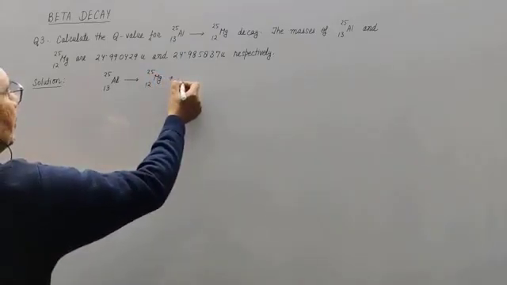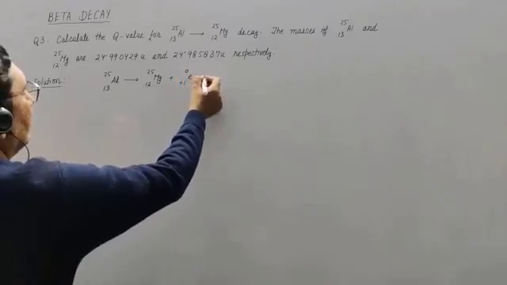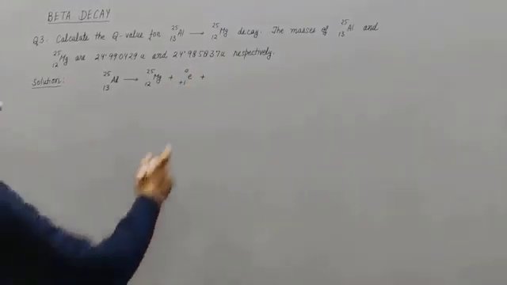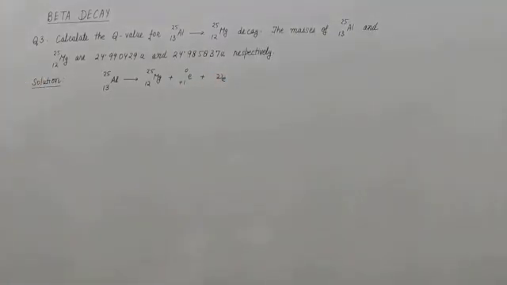And this is a beta decay process, and this will be +1e0. This is positron emission or beta plus emission, plus a neutrino. So this is the complete equation. This is a positron emission process.